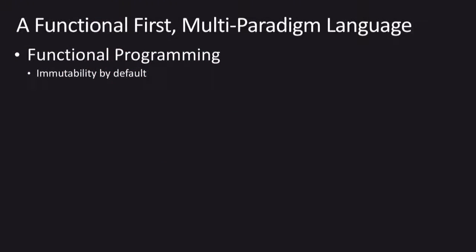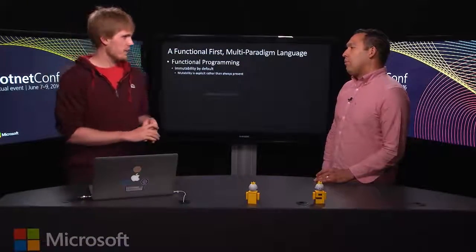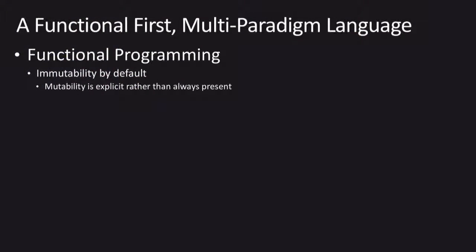This is, in my opinion, the most important thing that F# has. Immutability by default is just a really fancy way of saying that things don't change when you do not expect them to. Basically, mutability is explicit rather than always present. In a lot of programming languages, you assign a value to something, and it can change at any point in time. Doesn't matter when. And if you have a system that's like 500,000 lines of code, with all these things possibly changing at all these points in time, you're probably going to have bugs.